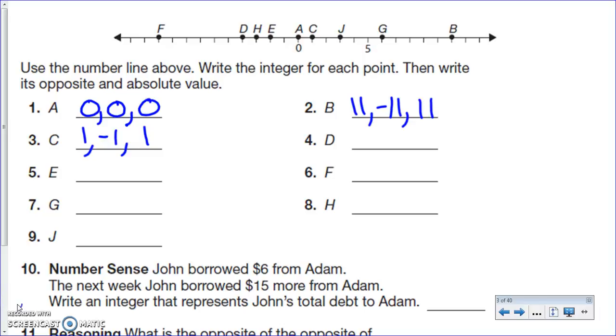For 4, we have D, and if we count over, D is sitting on negative 4, so its opposite is positive 4, and the absolute value of both numbers is 4. For 5, we have E, so we're going to count over and we're at negative 2, and so the opposite is 2, and the absolute value is 2. For 6, we have F, and if we count over on F, we can see that F is sitting on negative 10. So we have negative 10, comma, its opposite, which is 10, and the absolute value of both numbers is 10.